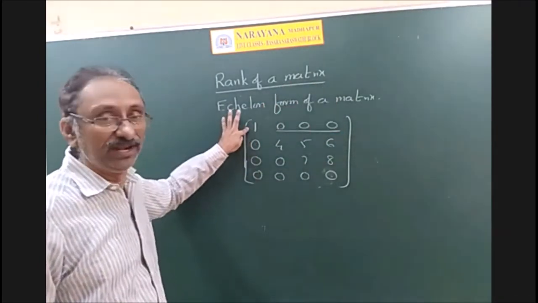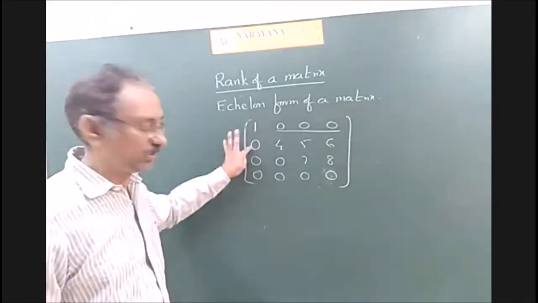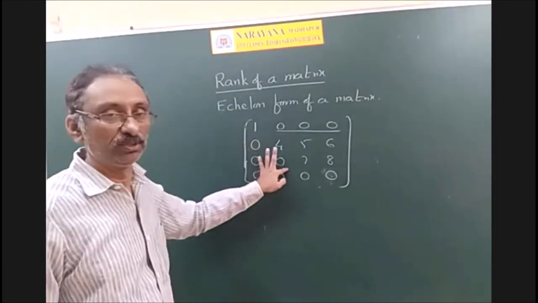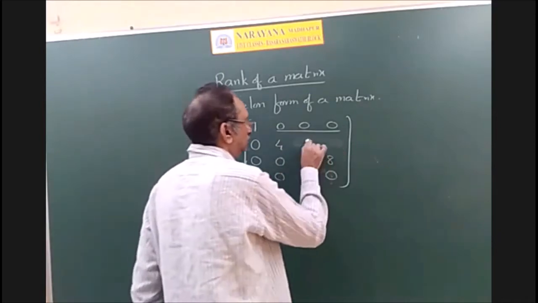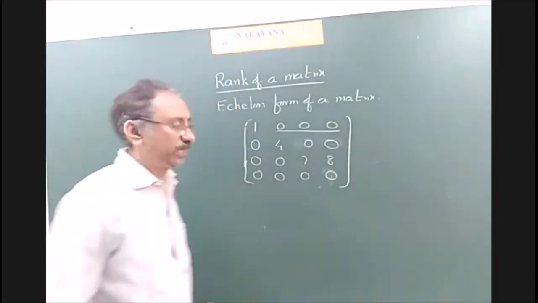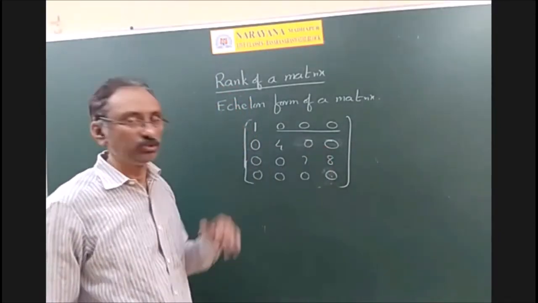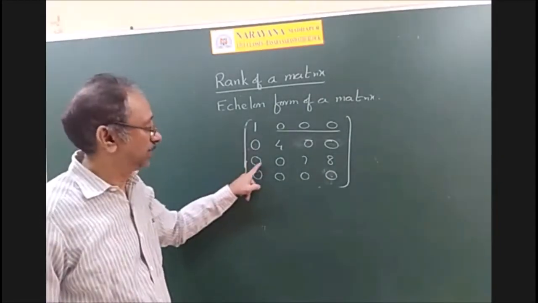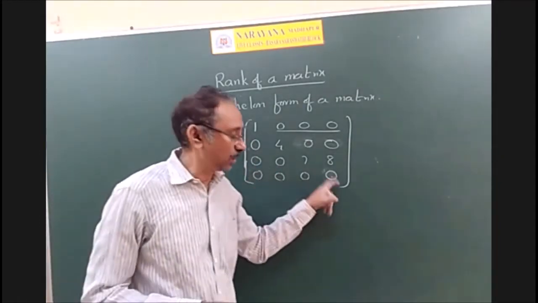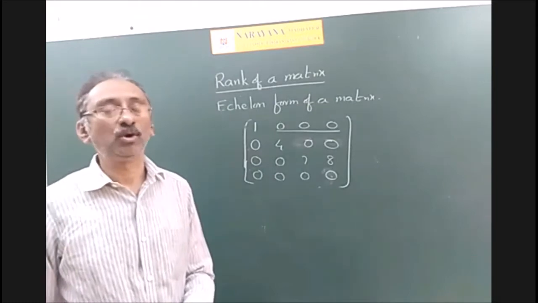There are no leading zeros here. There is 1 leading zero here. There are 2 leading zeros here. Suppose there are 2 zeros here, you cannot say there are 3 zeros, there are 2 zeros. There is only 1 zero here. There are 2 zeros and there are 4 zeros. So this is called echelon form.